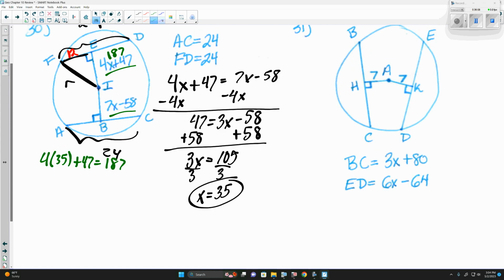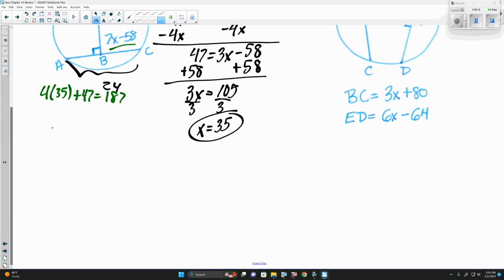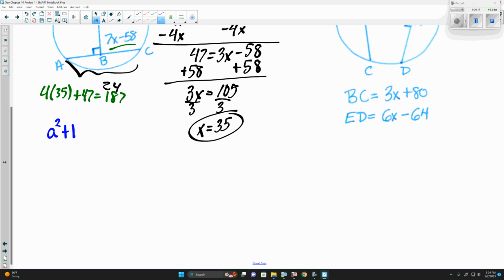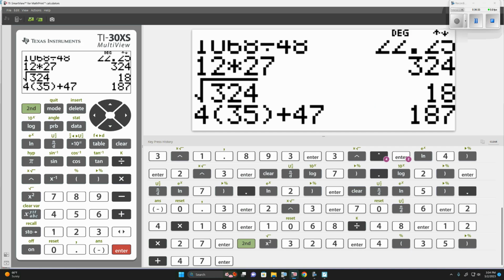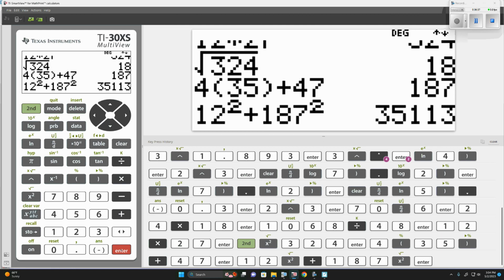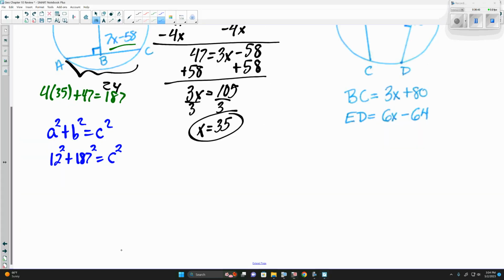Yep. Now at this point here, this is a right triangle, so a squared plus b squared equals c squared. One of the side lengths is 12. The other is 187. 12 squared plus 187 squared is equal to c squared. Now 12 squared plus 187 squared is 35,113.